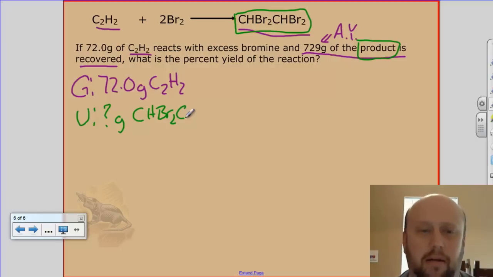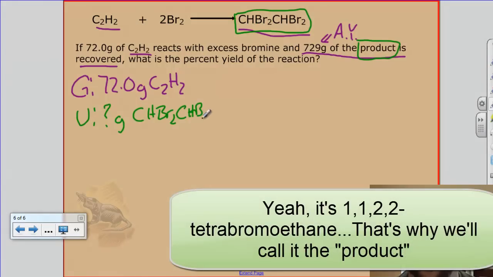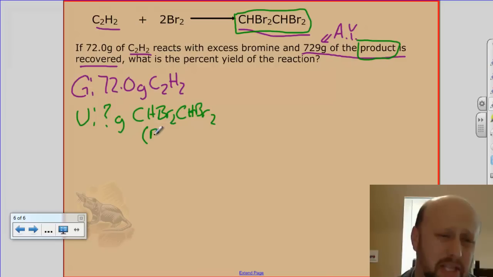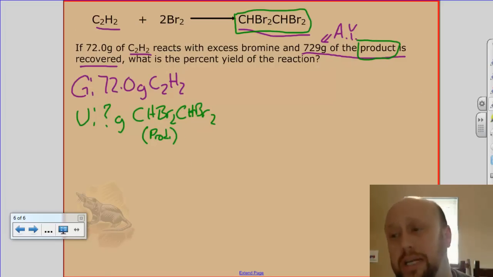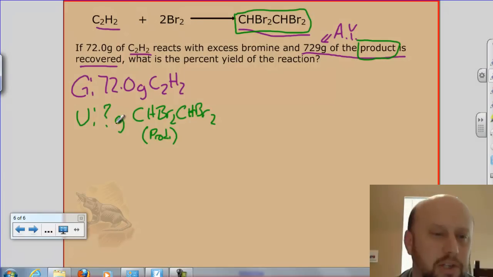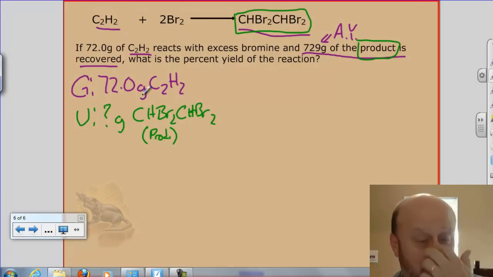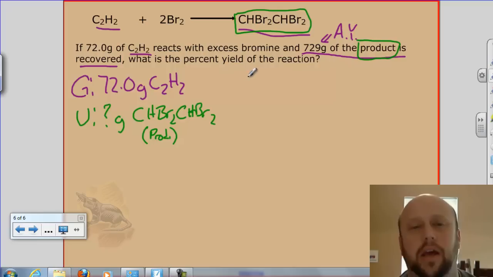Yeah, something like that. Gosh, I'm sure I'm botching that up somehow because I didn't draw the structure out. But anyway, this is where I'm actually going to abbreviate this because that's a lot for you guys to write. I'm just going to call that the product. Okay? So I got a stoichiometry problem here, and this is what's going to determine my theoretical yield. And when I get it, I'm going to plug it back in to find the percent yield.